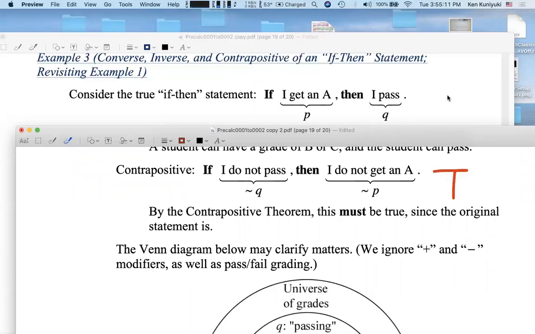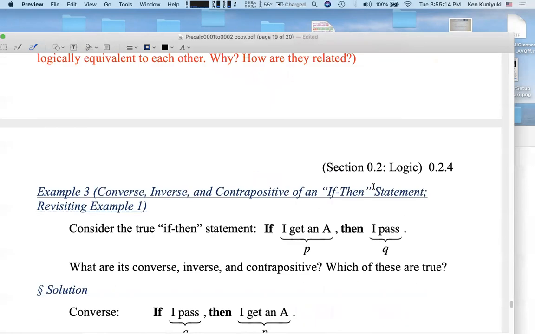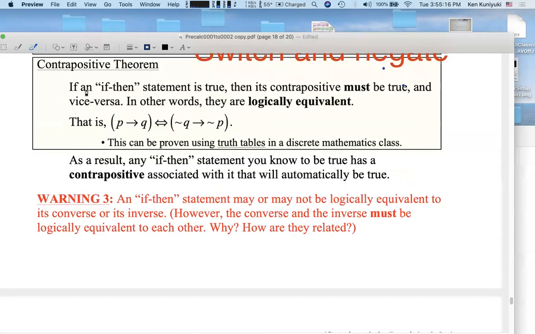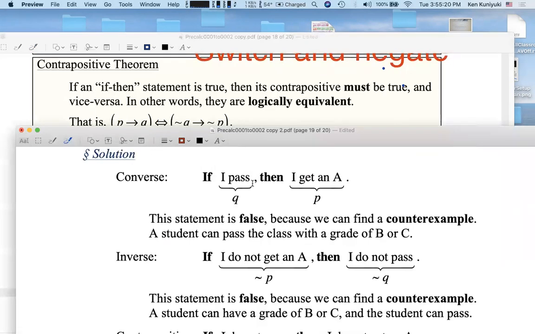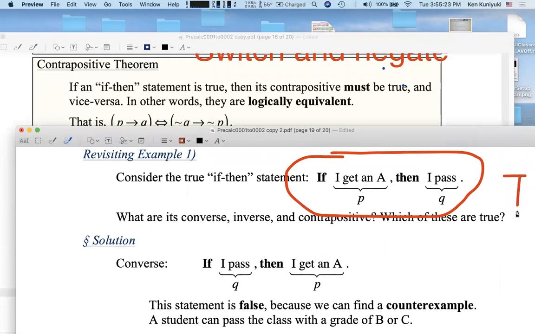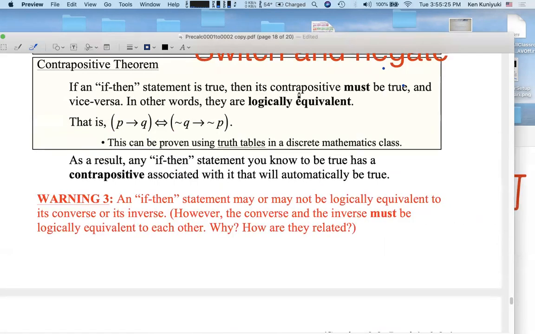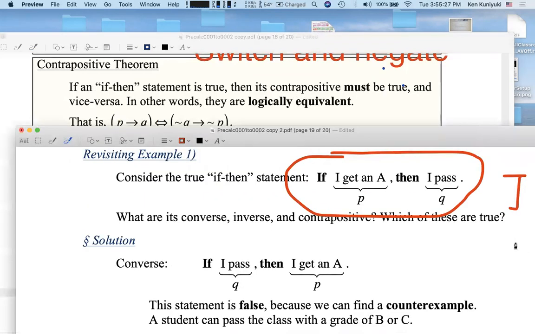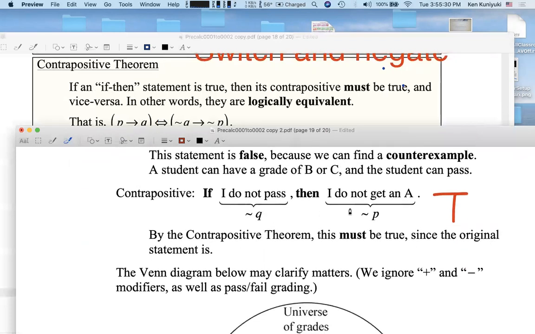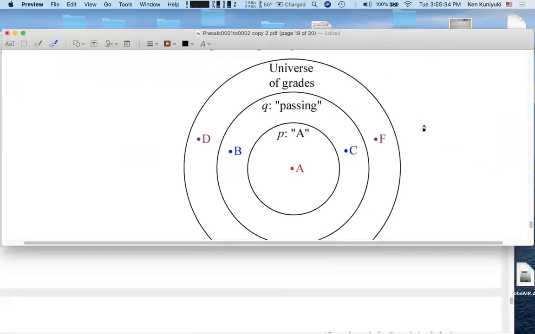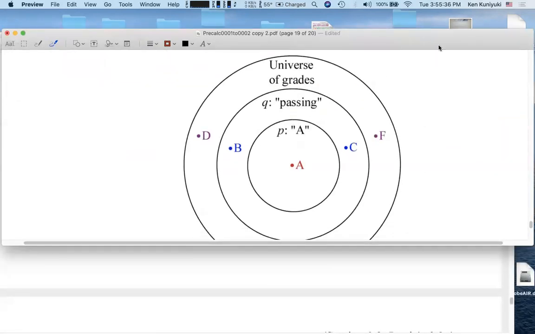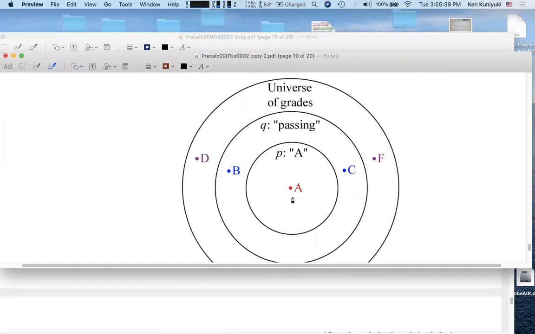Now, that's not a coincidence, because we have what I call the contrapositive theorem. If an if-then statement is true, such as this one, if I get an A, then I pass, then the contrapositive must also be true. If I do not pass, then I do not get an A. This Venn diagram might be helpful. If you get an A, then you pass. If you're in the inner disk, you're in the outer disk.